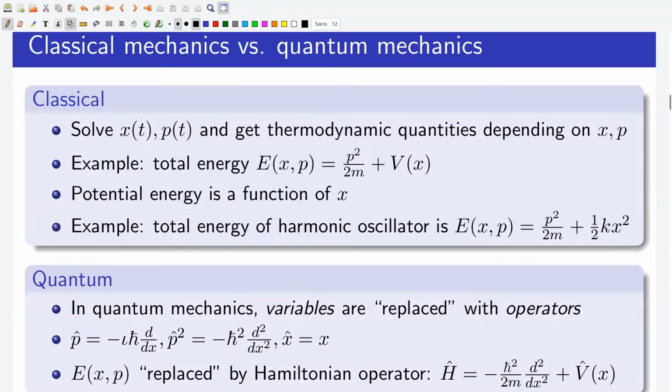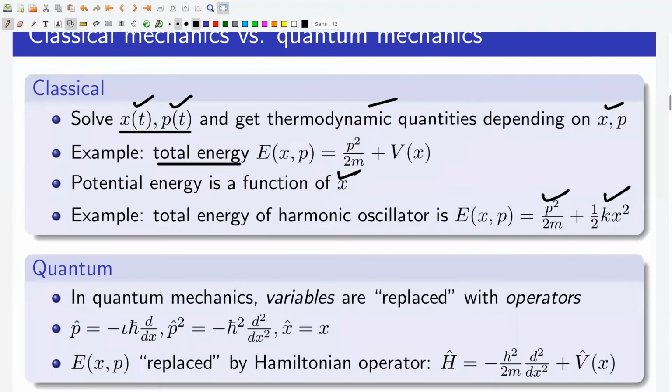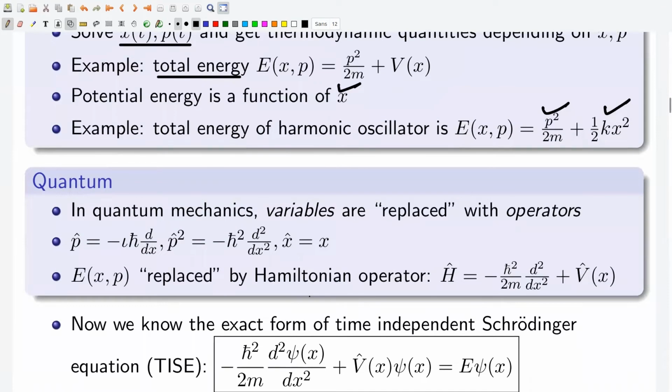In classical mechanics, we solve for x(t) and p(t) and get thermodynamic quantities depending on x and p. And these things are solved from Newton's second law of motion. Now, what quantities are we talking about? For example, we can think of total energy, a function of x and p. Potential energy is a function of x. For example, for the total energy of a harmonic oscillator, V(x) is half k x squared, and this is the kinetic energy part. In quantum mechanics, variables are replaced with operators.